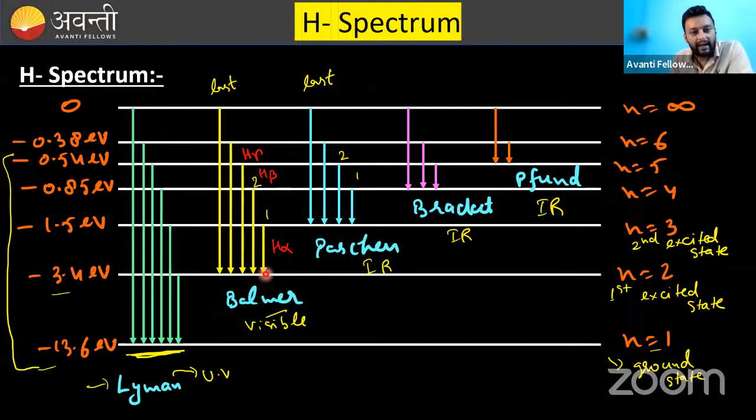One thing is clear. The last line means from infinity to second orbit. Clear? In the Lyman series, electrons return to the first orbit. That's the surety. That's why it is called the Lyman series, returning to the first orbit. But the last line means returning from where? From infinity to first orbit. That's what we did.